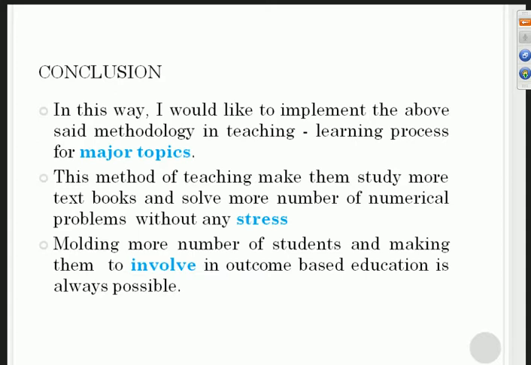This method of teaching makes them study more textbooks and solve more numerical problems without any stress. This I have observed directly in the class. Every time I go to the class, students come with many different kinds of textbooks and different numerical problems, and they are not feeling stress. And I feel that I mold more students and make them involved in outcome based education.